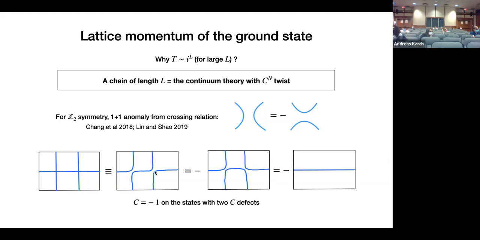So what these pictures really mean is that C is actually equal to -1 on the states with 2 C defects. And that's the interpretation of the mod 4 dependence. When you put in 2 additional C defects, well, the 2 C defects can be fused into a trivial defect, but at the price of a minus sign. And that's the minus sign we see in the lattice momentum. Therefore, this mod 4 dependence, the i to the L, is really the lattice precursor or lattice manifestation of this anomaly of the Z2 symmetry.